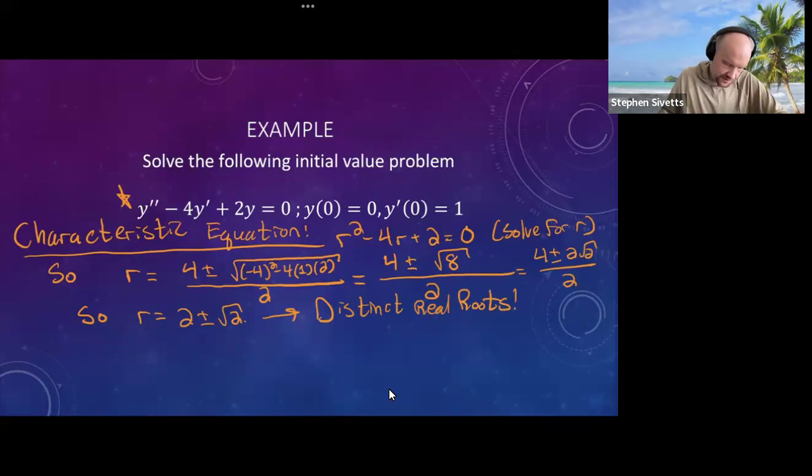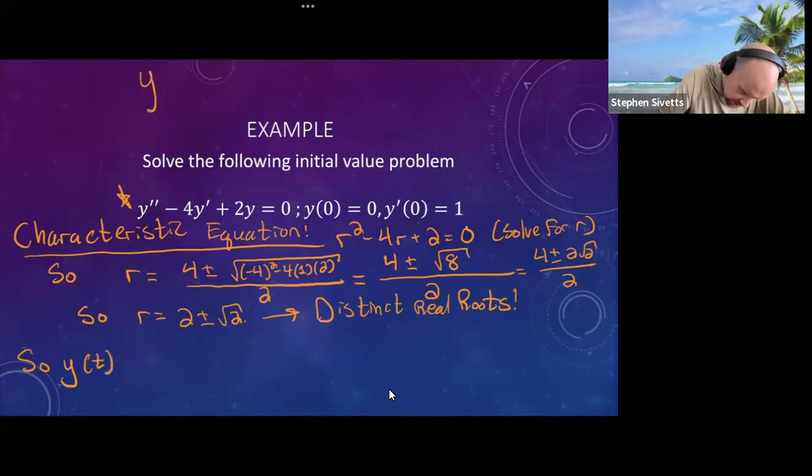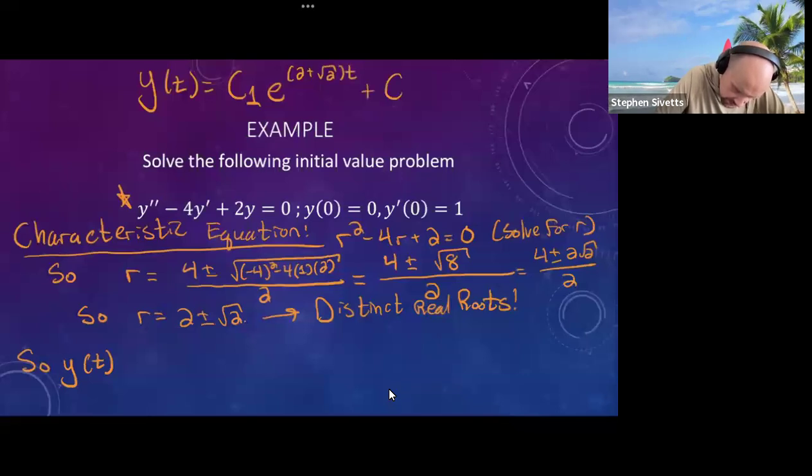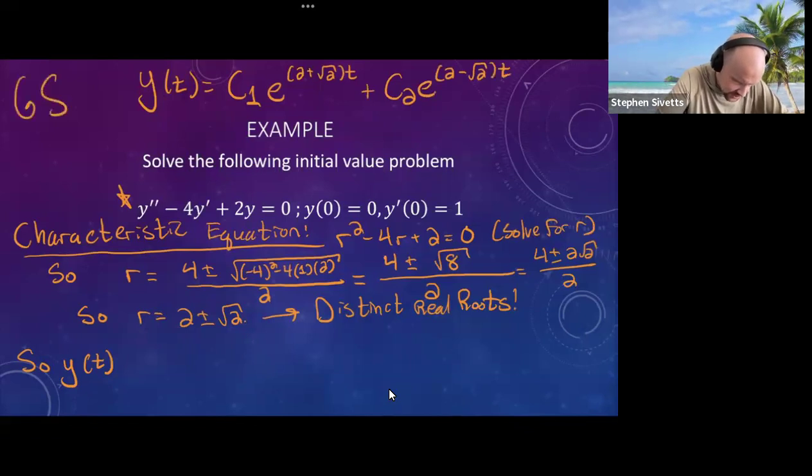They're real roots, okay? So the general solution, let me write out the general solution up here. It looks like this form: C1 times e to the 2 plus root 2 times t, plus C2 times e to the 2 minus root 2 times t. So that's the general solution, right?